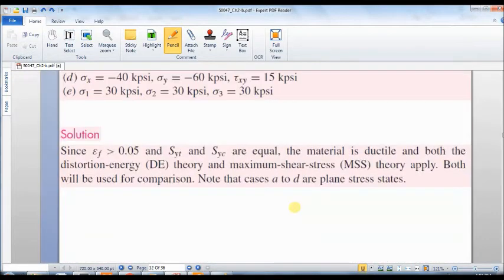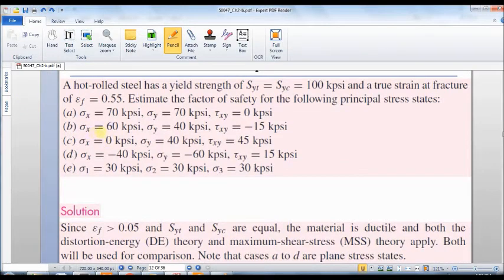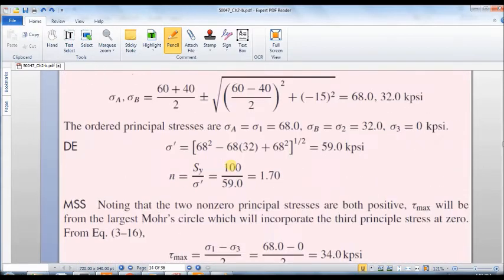Okay, let's go to the second state of stress. Sigma x 60, sigma y 40, and tau xy negative 50. As you can see, in this case, the principal stresses are not given. The state of stress is in terms of x and y components. So it's better to find the principal stress first by using Mohr's circle.